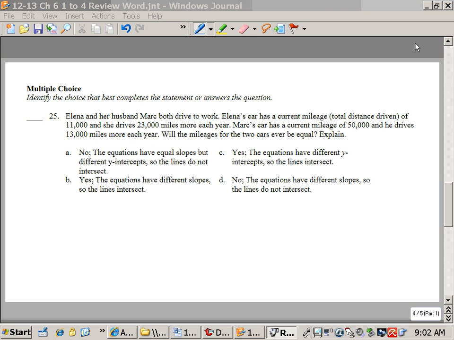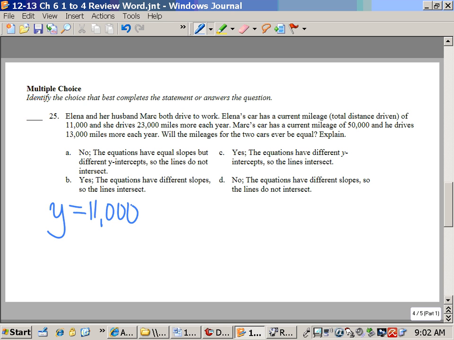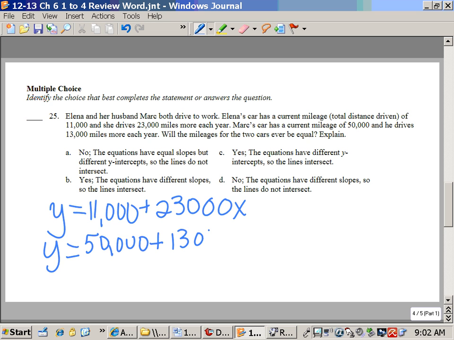Now we're on 25. Elena's car, I'm going to use y equals, even though it's Elena. She has a distance of 11,000 miles, and she drives 23,000 each year. The second one is going to be Mark. He has 50,000 miles, and he is adding 13,000 per year. Now you have to find out if they will ever be equal.